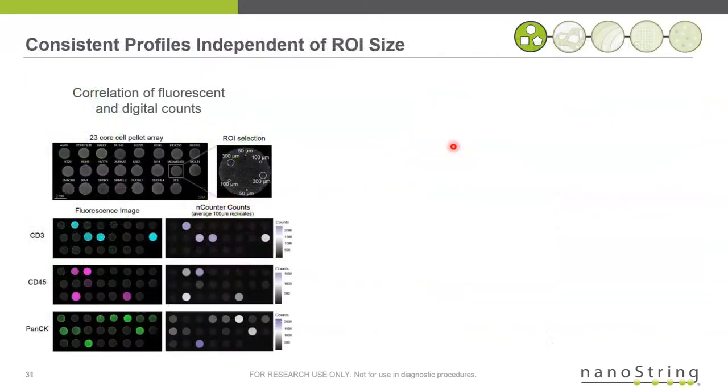So this is just an example of looking at FFPE cell pellets. Each one of these is a particular cell line. We've drawn different size regions of interest from 300 microns down to 50 microns. And then we analyze each of those independently in the nCounter. And you can see, if you look at the different cell lines and you look at just the expression of CD3, if you look at it fluorescently or by the nCounter tags, you get the very same responses for CD3, CD45, and pancytokeratin. So these are the types of things that we do to validate the platform.